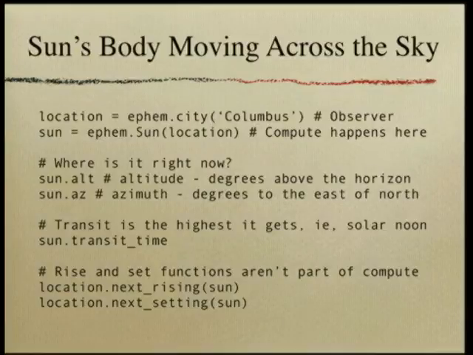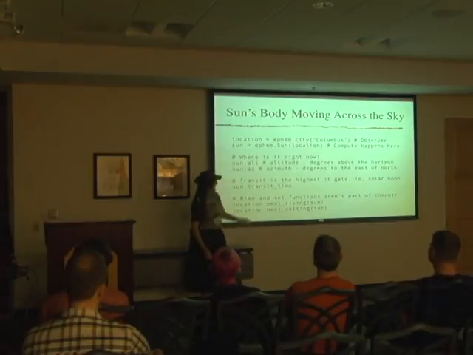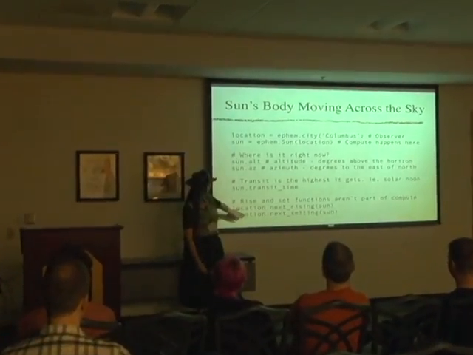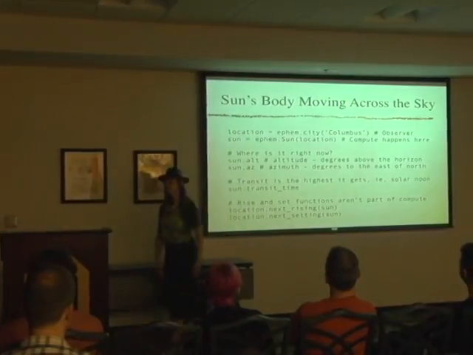And then you want to ask, okay, so where's the sun right now? So in the compute step, it figured out the sun's altitude and azimuth, the 2 coordinates we listed on the last page. And another thing it calculates is the transit time. So solar noon is the highest the sun's going to get in the sky, and you can figure out when it's going to be at its highest point. That's a really cool thing to know. And it doesn't compute rise times and set times, but they're really easy to find. They're other functions. So you say, well, when's the sun going to rise next? And when's the sun going to set next? So pretty simple.